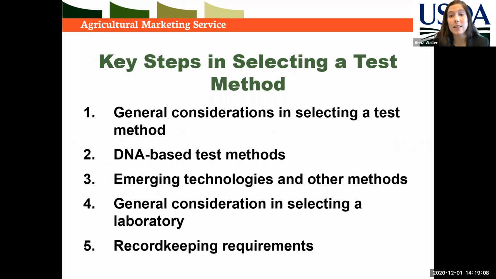The 5 key concepts are: 1. General considerations in selecting a test method. 2. DNA-based test methods. The second key concept is about DNA-based test methods. Polymerase chain reaction, or PCR, is the most widely used and accepted test method for determining modified genetic material in a food. PCR can be qualitative or quantitative, and USDA does not prefer one over the other as long as the method is fit for purpose and meets the regulatory requirements.